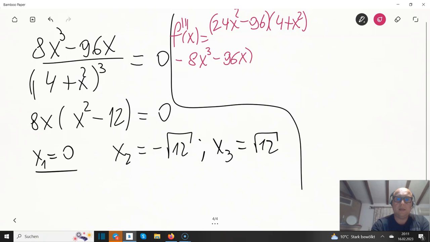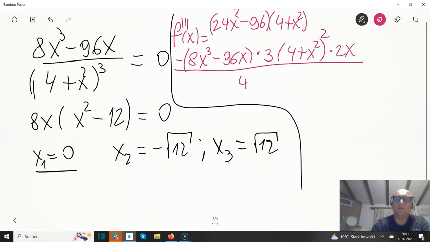96x only, times 3, 4 plus x squared, times 2x divided over 4 plus x squared to the power of 6. Next step, what are we getting?